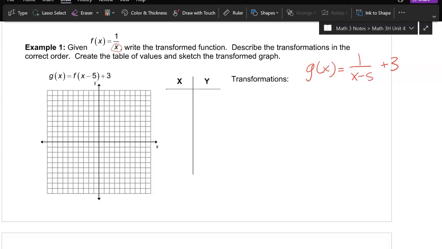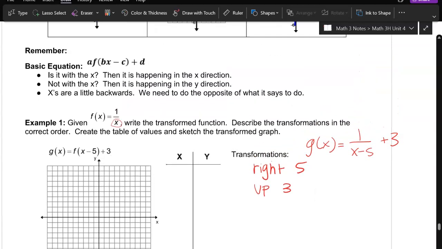All right, so we have our minus 5 with our x. So remember that does the opposite. So we are going to go right 5. So remember, anything with x is horizontal, so right and left is the inside. And then on the outside, it's happening to the y. So plus 3, that's going to be up 3.